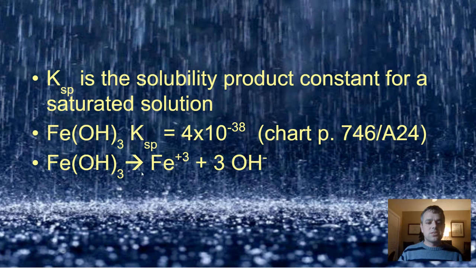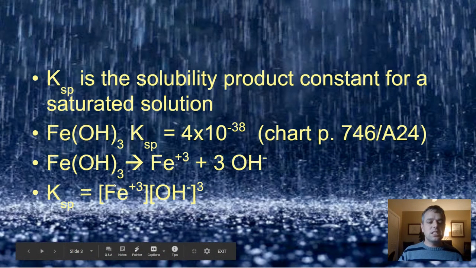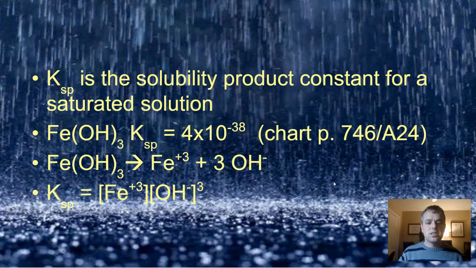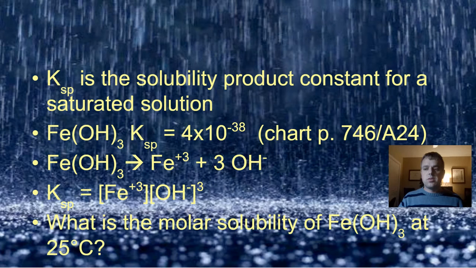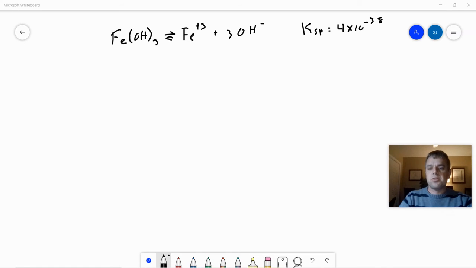Now, iron(III) hydroxide will dissolve to make iron(III) ions and 3 hydroxide ions. And our KSP expression equals the concentration of iron times the concentration of hydroxide cubed, because it makes 3 hydroxide ions when it dissolves. So now we could ask ourselves, what is the molar solubility of iron(III) hydroxide at 25 degrees Celsius? So to solve this problem, we need to set up an ICE chart.